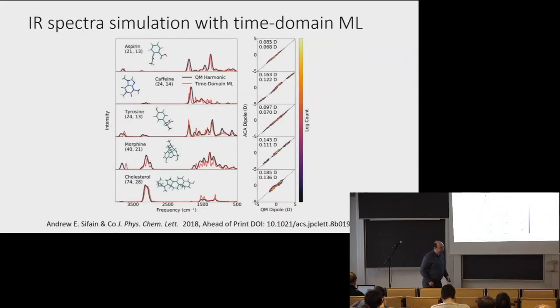Now, when we have these components, what does it allow us to do? Now we can do everything with machine learning. So I can run, for example, my molecular simulation with machine learning, predict charges, reconstruct the dipole, and then, for example, I can compute IR spectra and everything with MD.